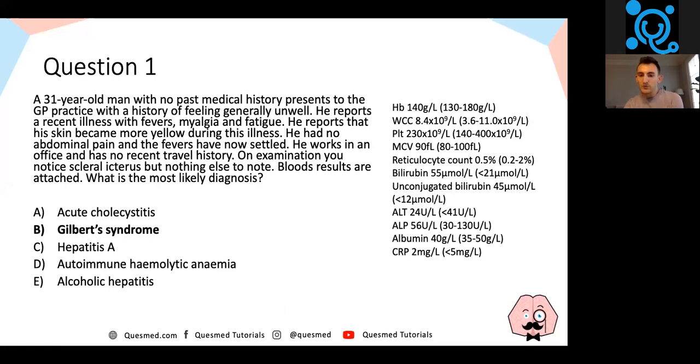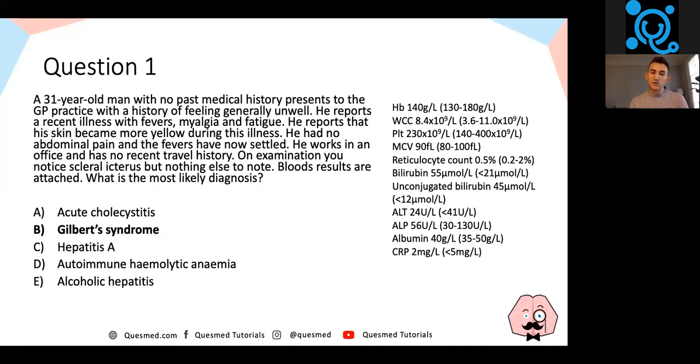And if you look below the bilirubin, you've got an unconjugated bilirubin, which is also raised. Usually you would expect your unconjugated bilirubin to be less than half of your total bilirubin. So if someone has a raised unconjugated bilirubin, that suggests that the problem is before the bilirubin is conjugated, and the bilirubin is conjugated in the liver. So it's either a problem with conjugating the bilirubin itself or a problem before it gets to the liver. Gilbert's is basically a mutation in the enzyme that conjugates bilirubin.